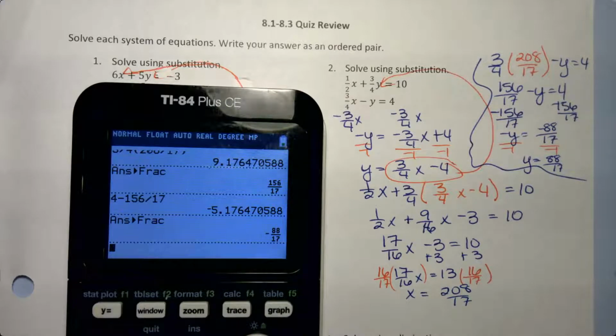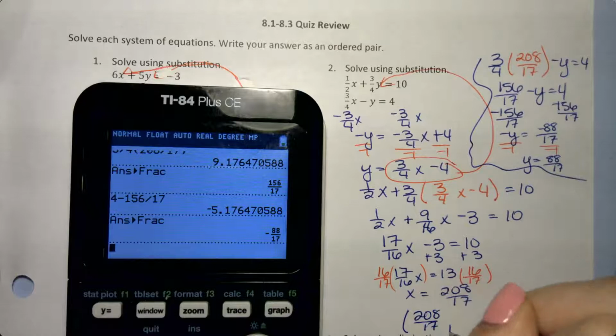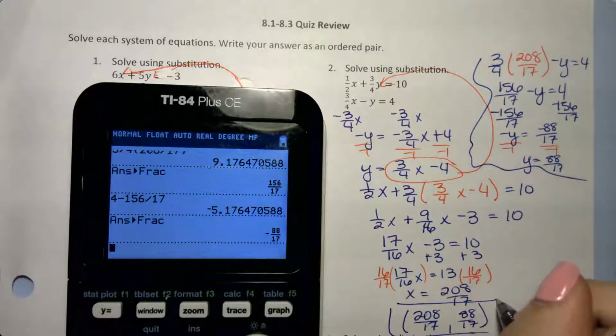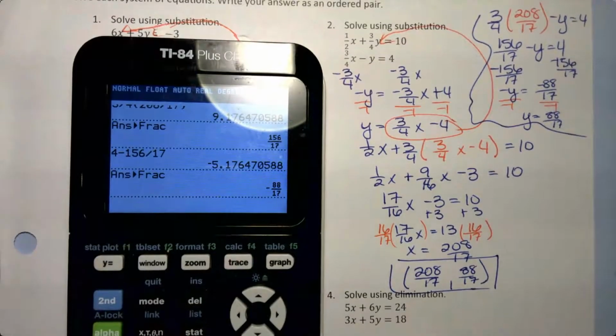So this is going to give me my coordinate point of 208 over 17, comma 88 over 17 for my y value. On the actual quiz, the numbers work out a lot nicer. They shouldn't be crazy fractions. I think if there are fractions, they're not anything like with a denominator over 10 or so.